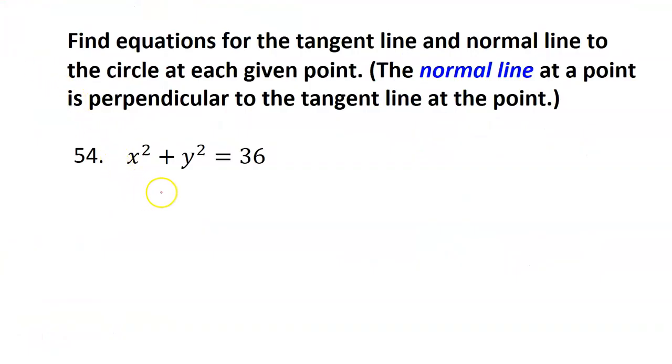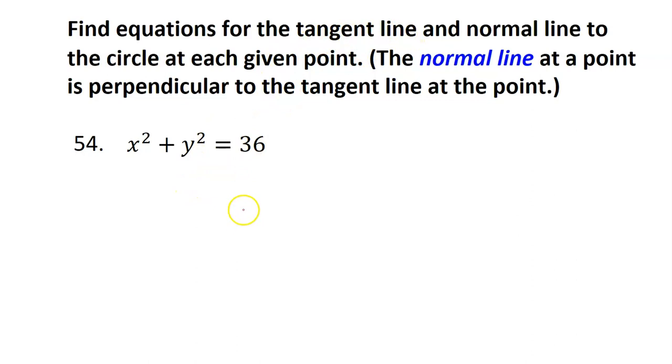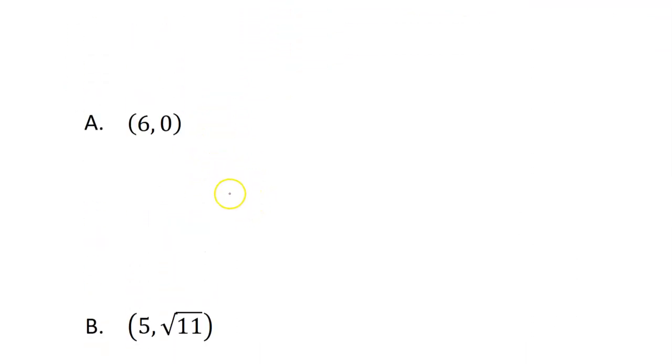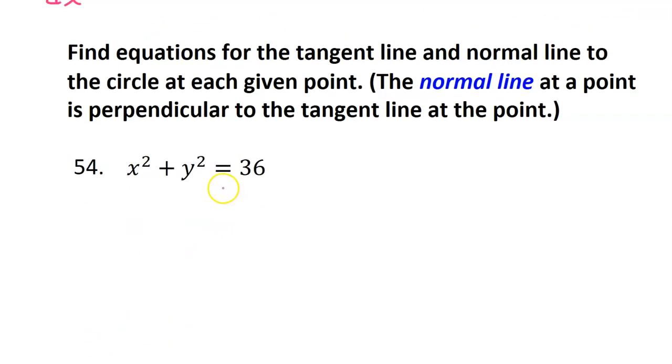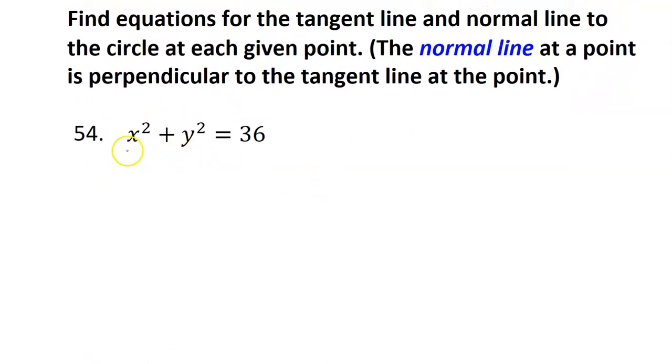Number 54 is almost the same as the previous problem. We need to find the equation of the tangent line at a given point, actually two different points, all right? Point A and point B. But in addition to that, we're going to find the equation of a normal line, which is a line that is perpendicular at a given point. So that extra step is really easy. So we'll worry about that when the time comes. Let's go ahead and start by finding the derivative.